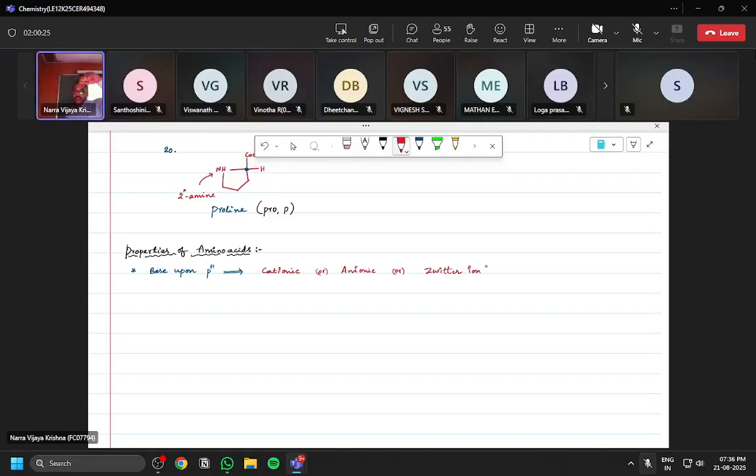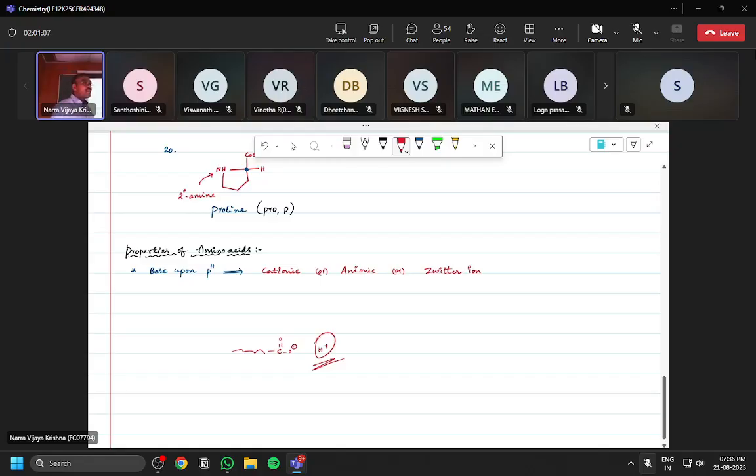Based upon the pH of the solution, amino acids will behave as cationic or anionic or zwitterion, right? If in an amino acid the NH2 group is there and the COOH group is there, both are there. If only the COOH group got ionized, NH2 remained as it is, then it is anionic. Means I need to remove H plus. To remove H plus, what should be the pH of the given solution?